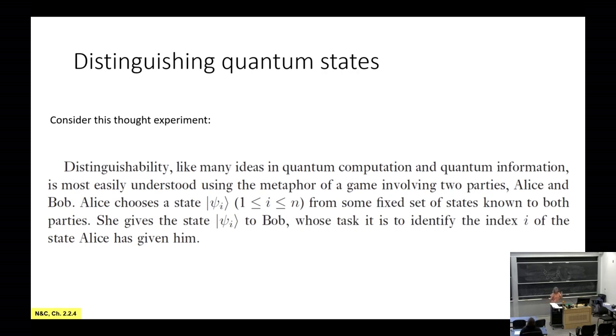So let's consider a thought experiment that's written up here. We're going to use Alice and Bob again, and Alice is going to choose some state psi i, where 1 is less than or equal to i is less than or equal to n, for some fixed set of states known to both Alice and Bob. And she's going to give her state to Bob, whose task it is to identify the index for the state that Alice gave him.